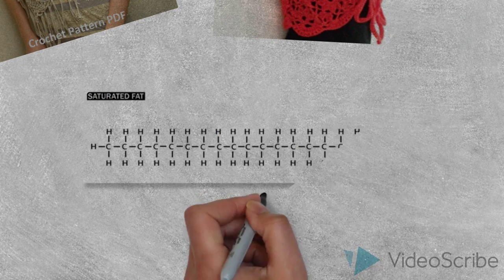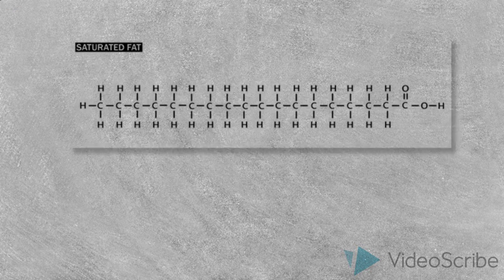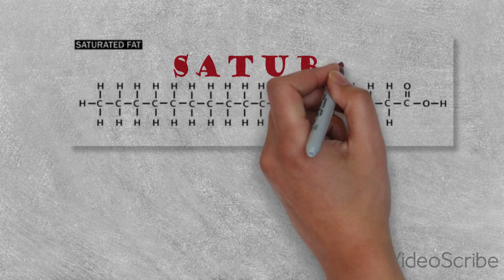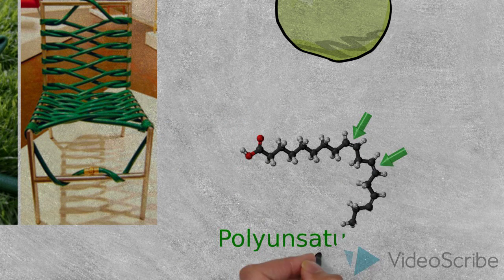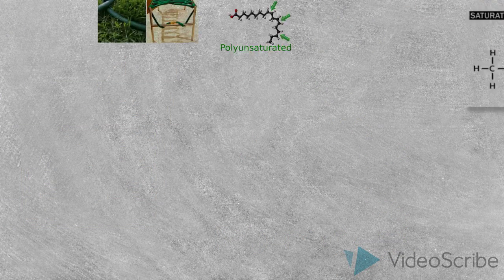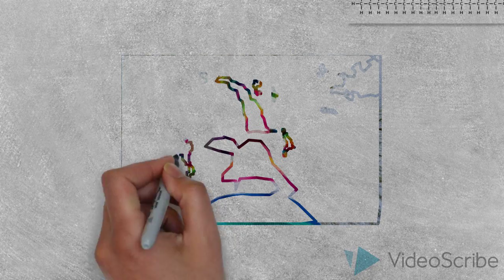Like I mentioned before, if a carbon chain has all single bonds, then the molecule is considered to be saturated. However, if there's at least one double bond between carbon molecules, it's considered unsaturated, or in this case, with 3 double bonds, this fatty acid is polyunsaturated.